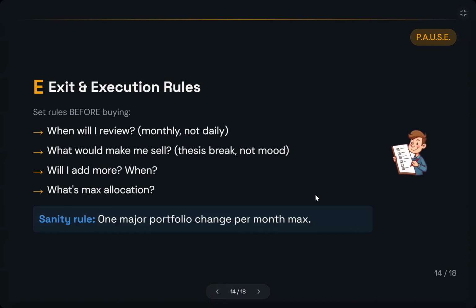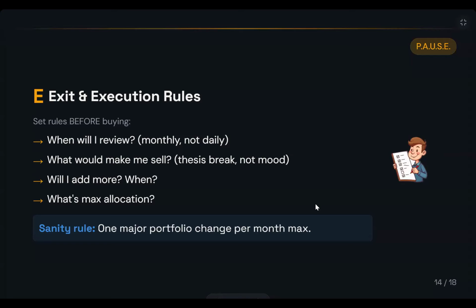E is for exit and execution rules. This step is the difference between gambling and investing. Set rules before you buy. When will I review? Will I review monthly or weekly? Definitely not daily. What will make me sell this stock? Is there a thesis break or an overall market fall? Definitely not the price.